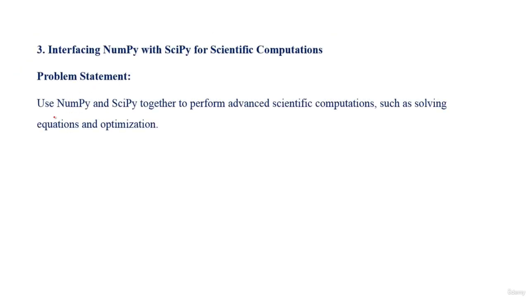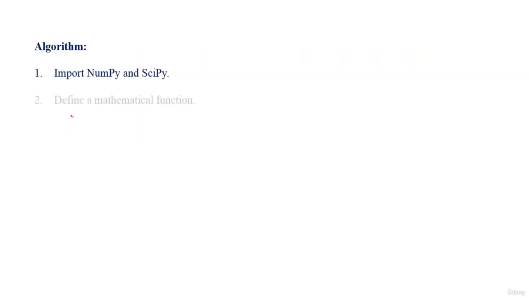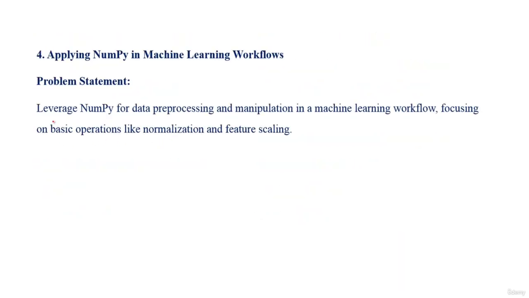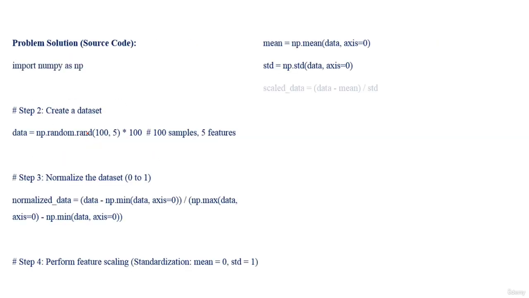Problem statement for the third: use NumPy and SciPy together to perform advanced scientific computation such as solving equations and optimization. You can also use SciPy. First of all, you need to install it, pip install scipy. Skills required and instructions, the algorithm you have to follow, and this is the problem solution. The fourth problem statement is to leverage NumPy for data pre-processing and manipulation in a machine learning workflow, focusing on basic operations like normalization and feature scaling. On these types of operations we have to work. Skills required and instructions, the algorithm you need to follow. This is the problem solution.